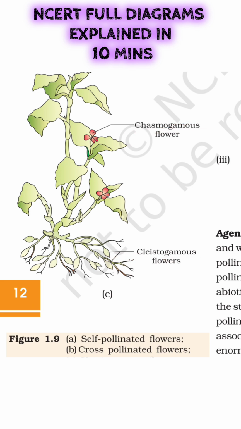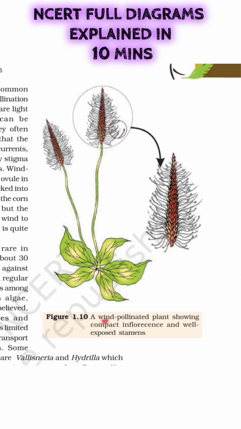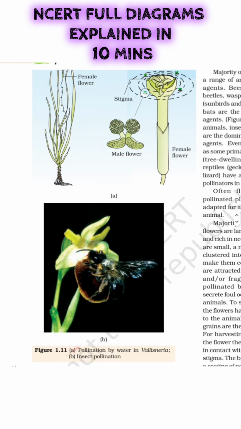Cleistogamous and chasmogamous. This is figure 1.10 showing the wind pollinated plant showing compact inflorescence and well exposed stamen. So you can see the well exposed stamen here. This is figure 1.11 where you can see pollination by water in Vallisneria here. The female flower, the stigma is being shown, the male flower is being shown here, and that is how the pollen is getting transferred. That is pollination by water in Vallisneria. The second is insect pollination. You can see a fly here, and this is insect pollination.